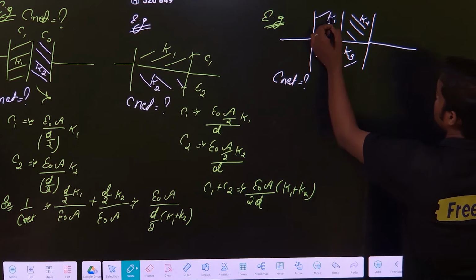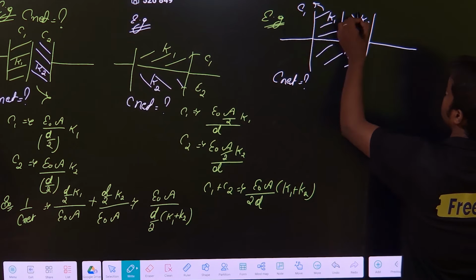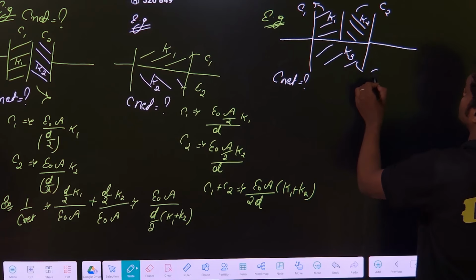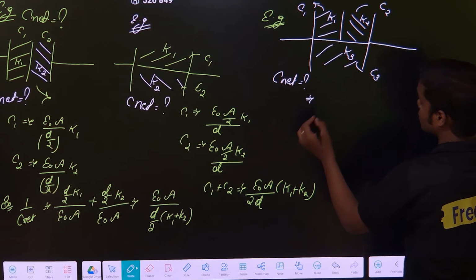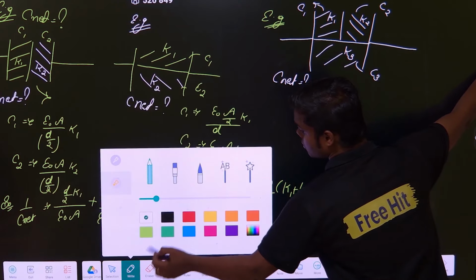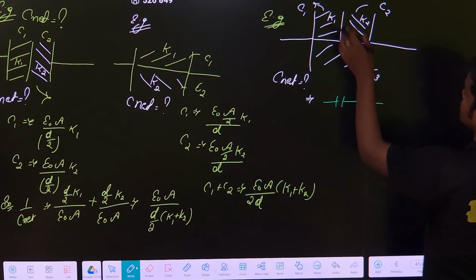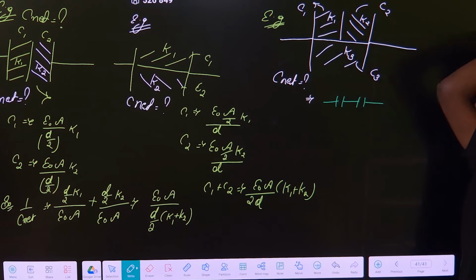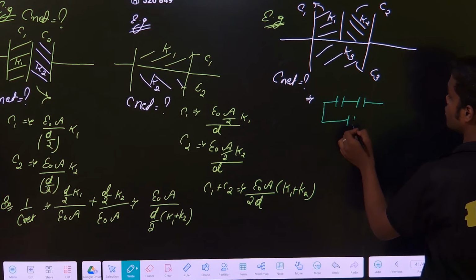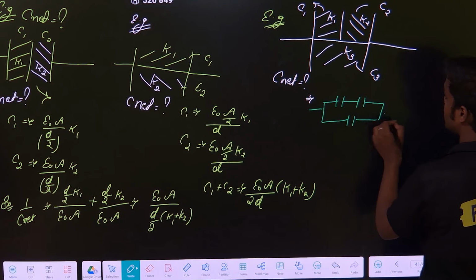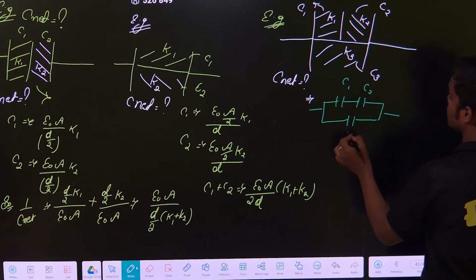Simple. This is my one capacitance C1, this is my another capacitance C2, this is my another capacitance C3. How will you draw this? We can see, of these capacitors, are these two in parallel or series? They are in series, and the combination of these two is parallel with this one. Clear? This is C1, C2 and C3.